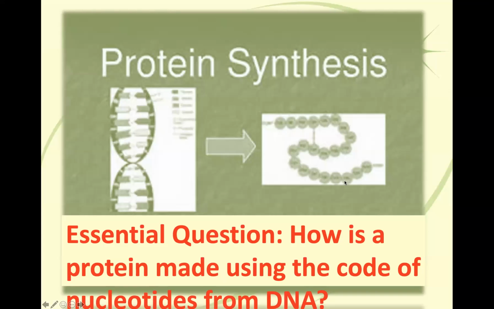All right. So again, we're talking about protein synthesis here, and the essential question that we're understanding is, how is a protein made using the code of nucleotides from DNA? And this process is collectively referred to as the central dogma of biology, right? The central dogma of biology tells us that the information contained in our DNA is used to make RNA, and that RNA becomes a code for the production of proteins.